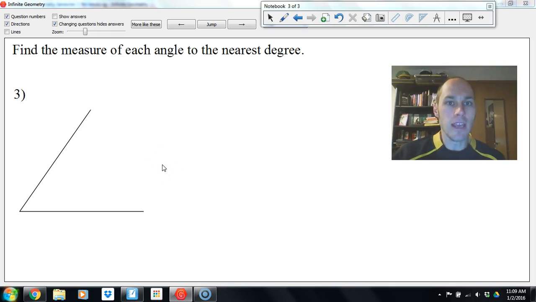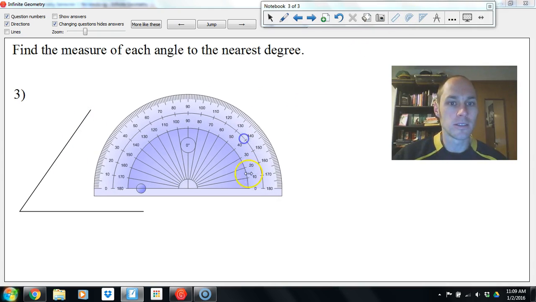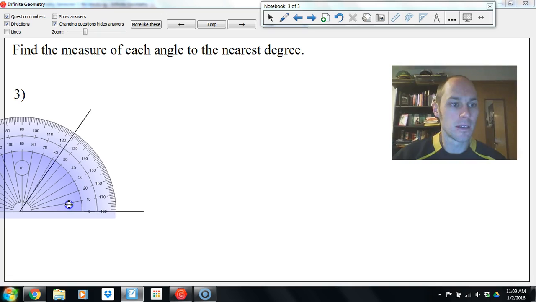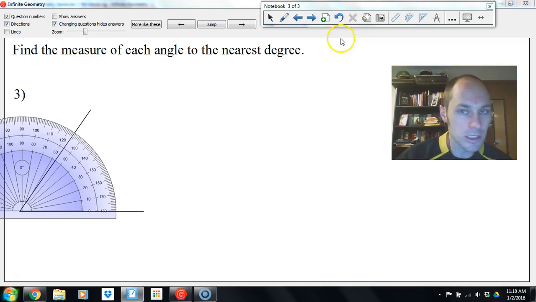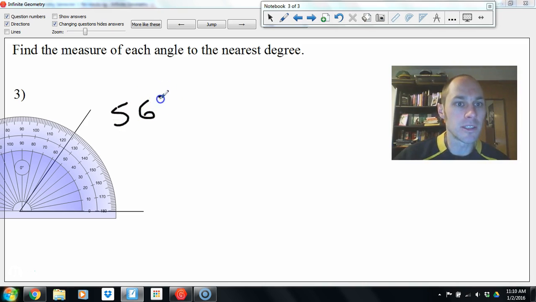Next, we need to find the measure of the angle. So we're going to need to take out our protractor and measure the angle. So I'll take my protractor here and line it up. And it looks like it's going to be close to, what is that, 56 about. Remember, this is an acute angle, so it's between 50 and 60. If it were an obtuse angle, it'd be 120, it'd be 124. So you have to determine whether it's acute or obtuse and then line it up.